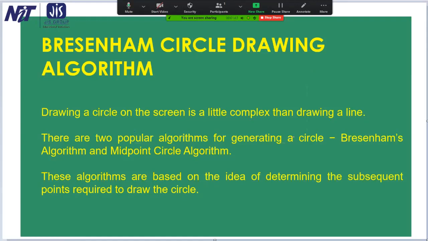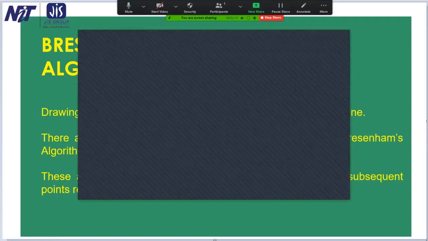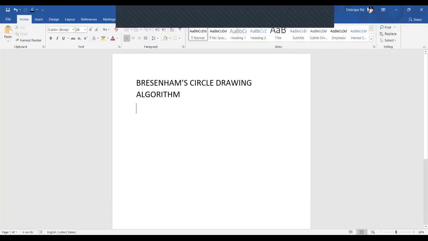Now, these algorithms are based on the idea of determining the subsequent points required to draw the circle. That means the idea is based on plotting different points. Now, Bresenham circle drawing algorithm selects the nearest pixel position. Now we will go to how it works. It selects the nearest pixel position to complete the arc.